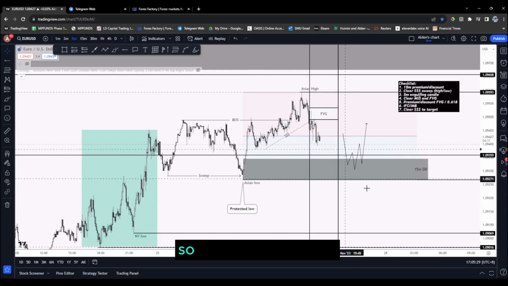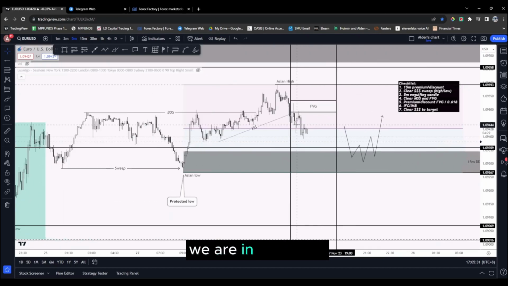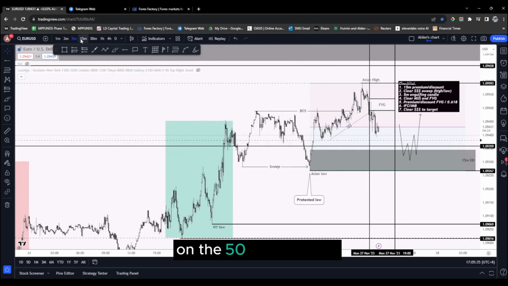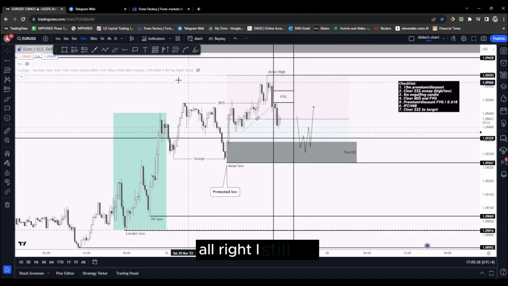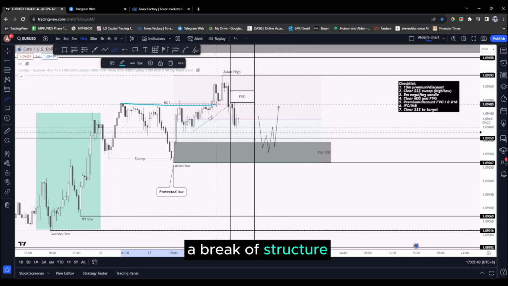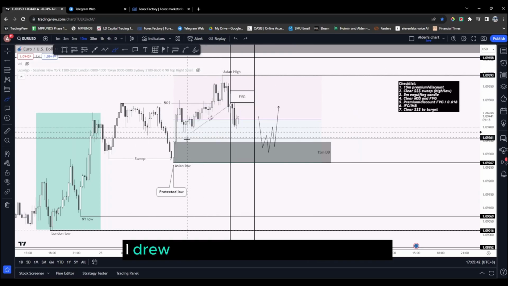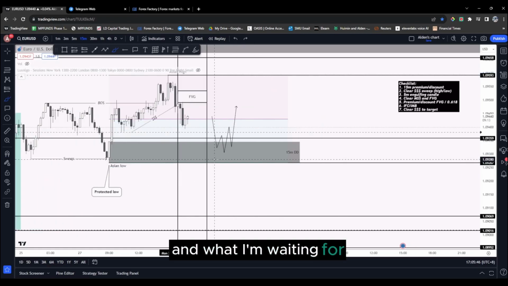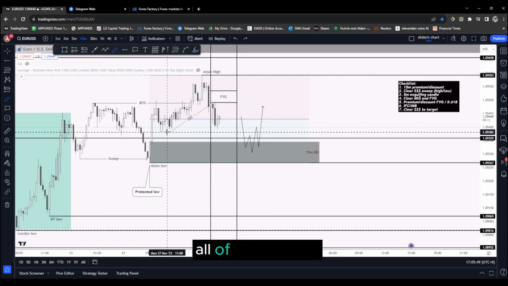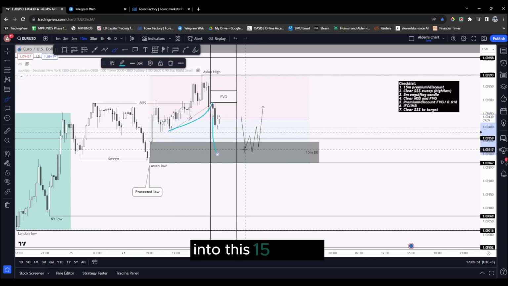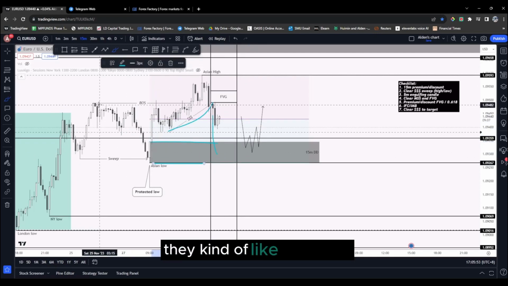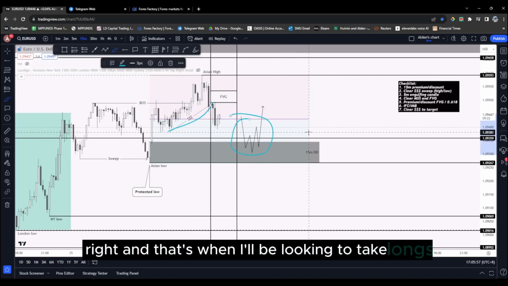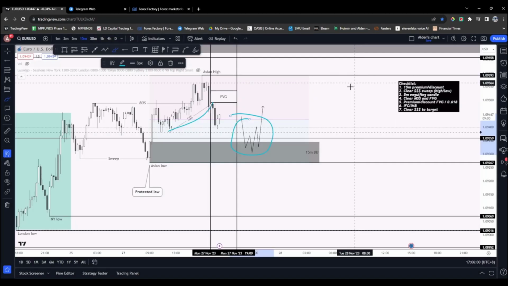So currently, we are in Monday's London session over here, and on the 15-minute chart, I still see a break of structure to the upside. I drew a premium discount level from the Asian low to the Asian high, and what I'm waiting for is for price to sweep all of this liquidity into this 15-minute demand zone that caused this 15-minute break of structure, right?